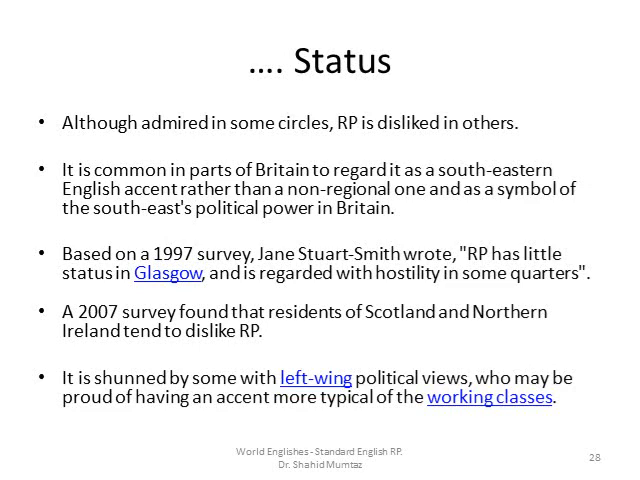A 2007 survey found that residents of Scotland and Northern Ireland tend to dislike RP. And it is shunned by some with left-wing political views who may be proud of having an accent more typical of the working class. So working class people, or working class political wings, are also proud of their own working class accent, so they disliked RP based on this.